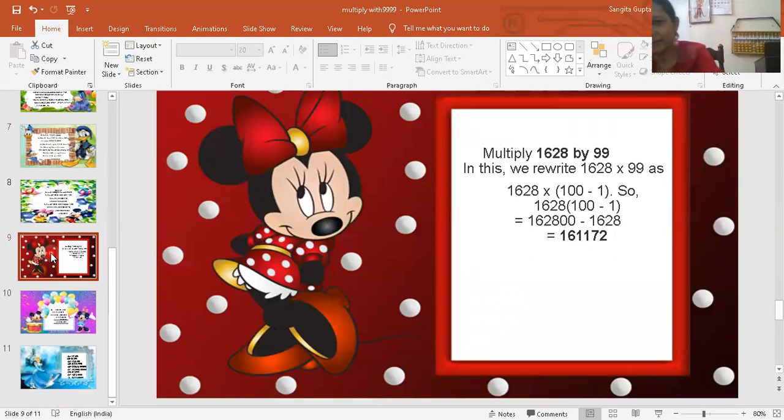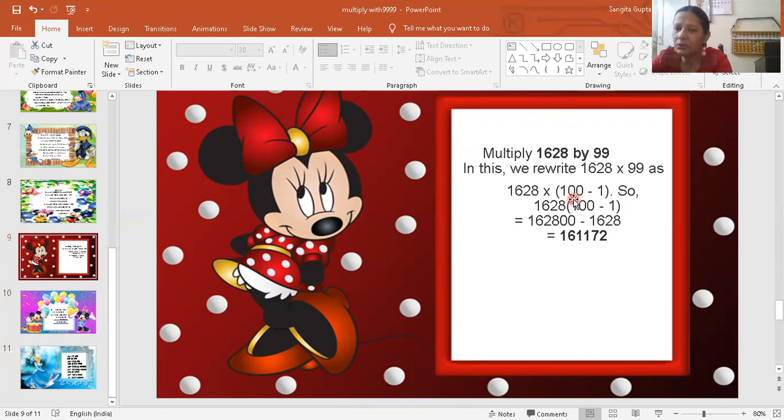Now this is my another case. Here the number of 9s is less than the number of digits. This is my third and last case. When you have to multiply a number with fewer 9s, what will you do? You have to convert this to its nearer base. See, 99 is written here. You have to convert this 99 into its base. What is the base of 99? 100 is the base of 99.